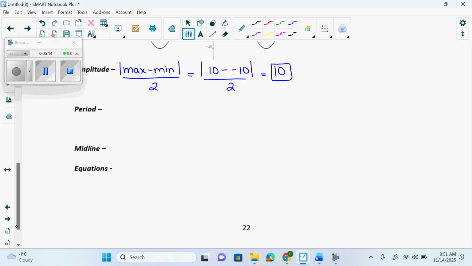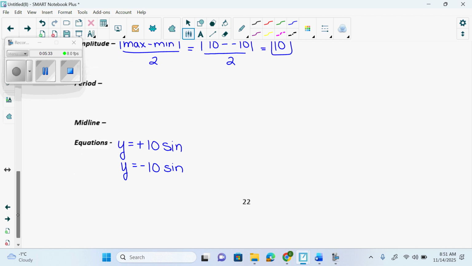So we're going to do 4 equations. We're going to start off with our a. So we're going to go y equals positive, and what was our amplitude? 10 sine. And we're going to do y equals negative 10 sine. That's how I get my first 2 equations. What do you think the last 2 equations are going to be? Cos. Y equals positive 10 cos. Y equals negative 10 cos.